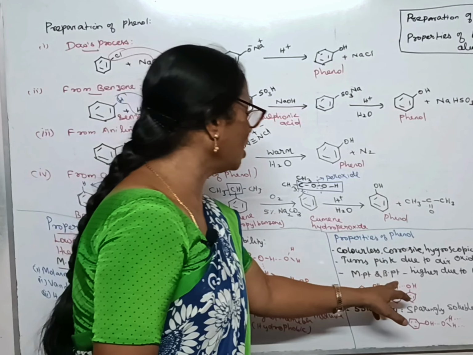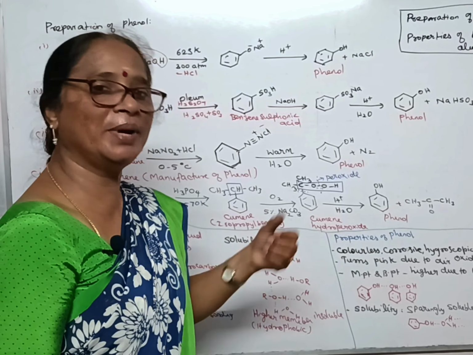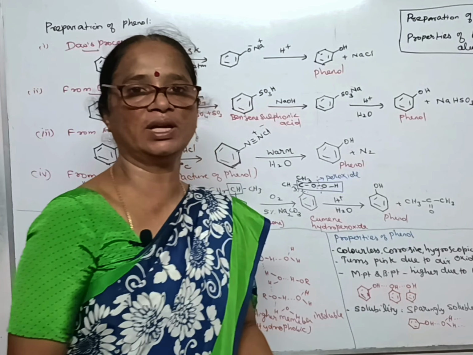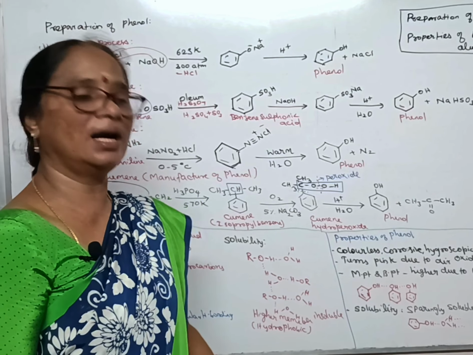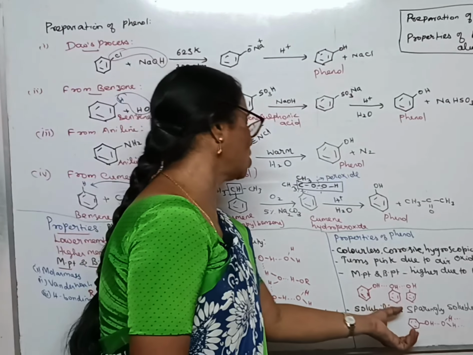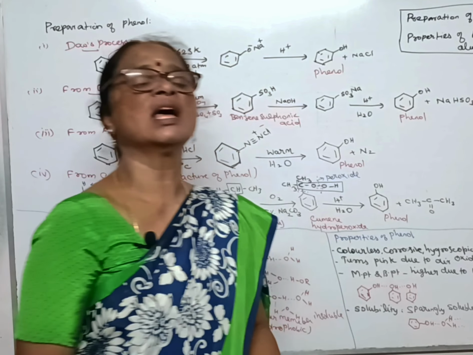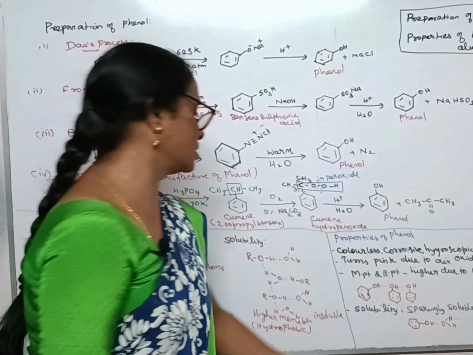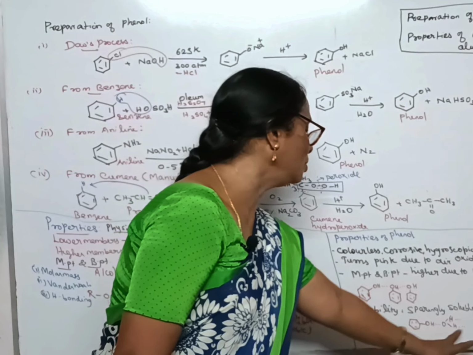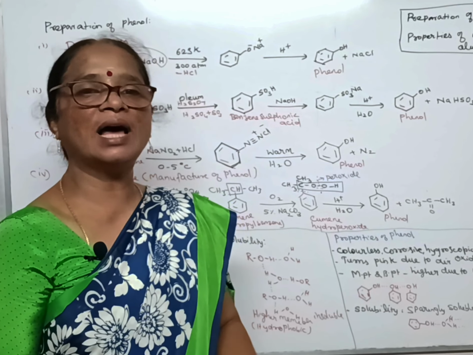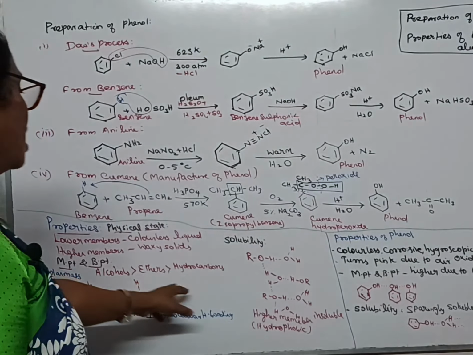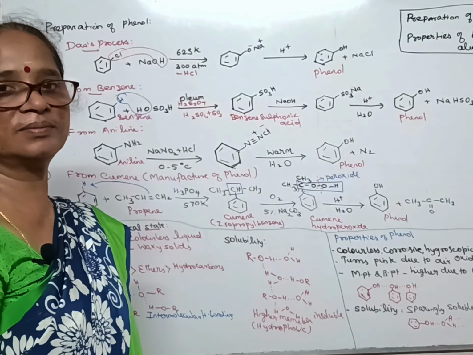Melting point and boiling point are also higher, because in phenol also the molecules get associated with intermolecular hydrogen bonding. And the solubility of phenol in water is very slight, because the benzene ring becomes hydrophobic, and hence phenol is sparingly soluble in water. That's all for the physical properties of alcohols and phenols.